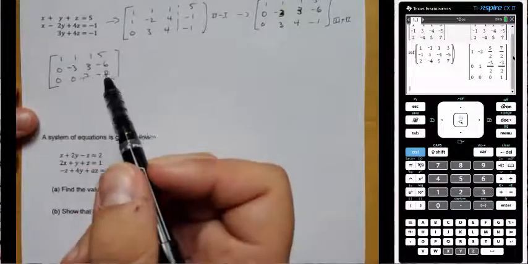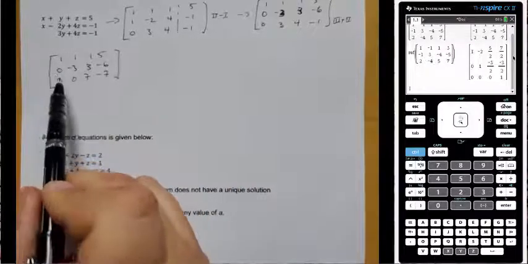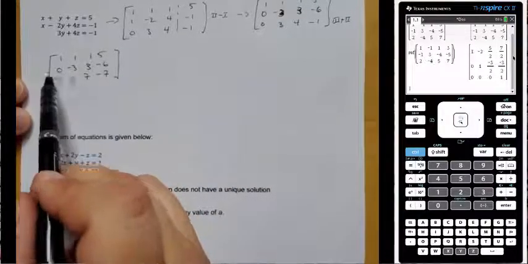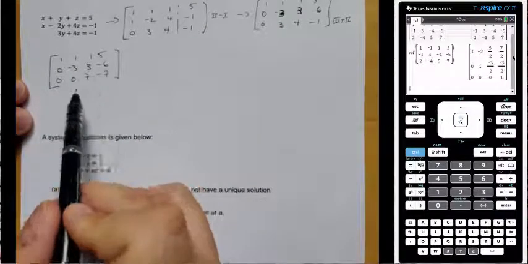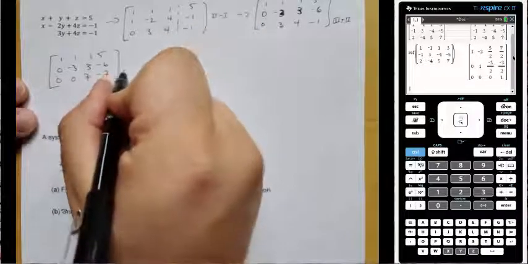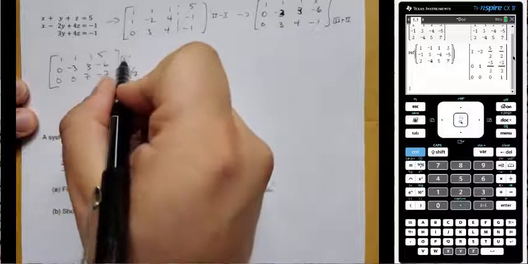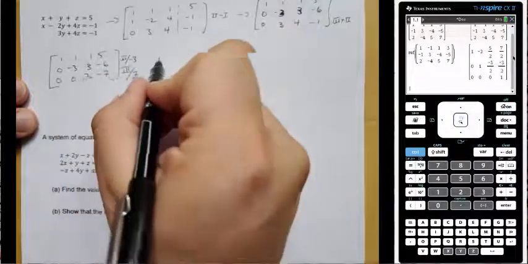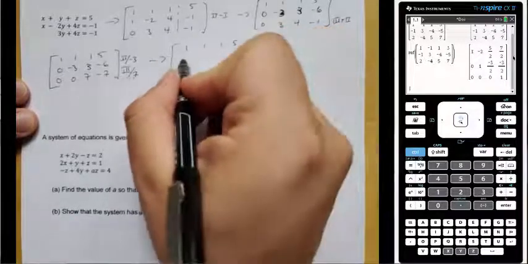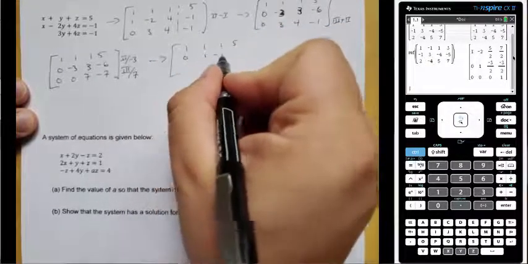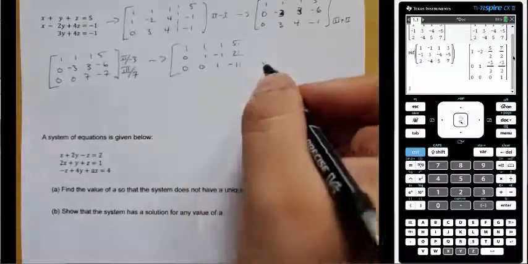I could just convert back to the equations here. I do notice, looking at rows 2 and 3, that they each have common factors. So maybe I'll simplify this a little bit. I'm going to take row 3 and divide it by 7. I'm going to take row 2 and divide it by negative 3 before I'm done with the matrix here. So 1, 1, 1, 5, 0, 1, minus 1, 2, 0, 0, 1, minus 1.